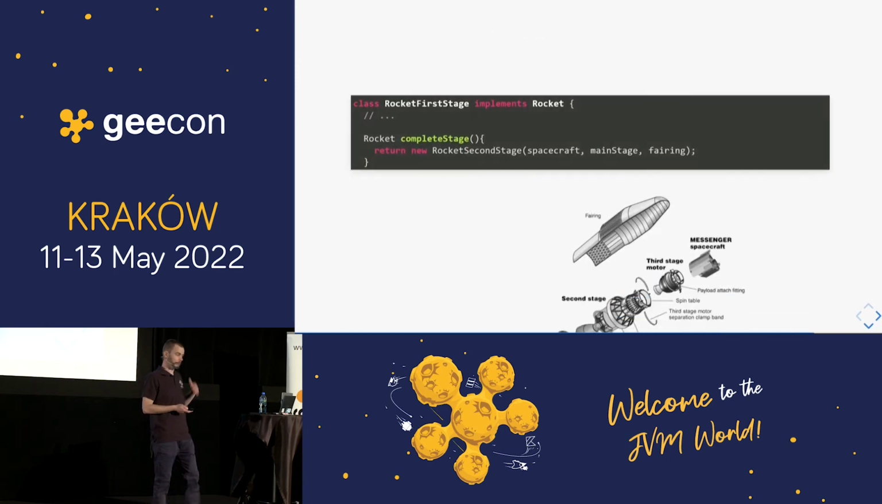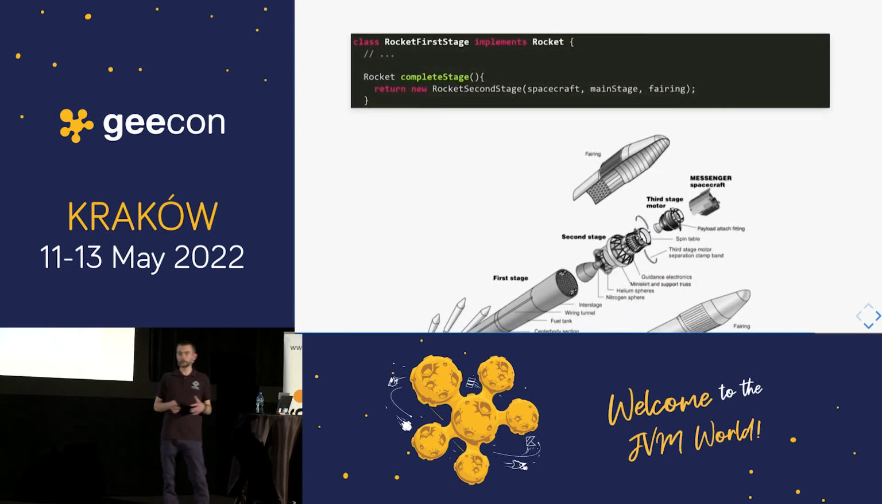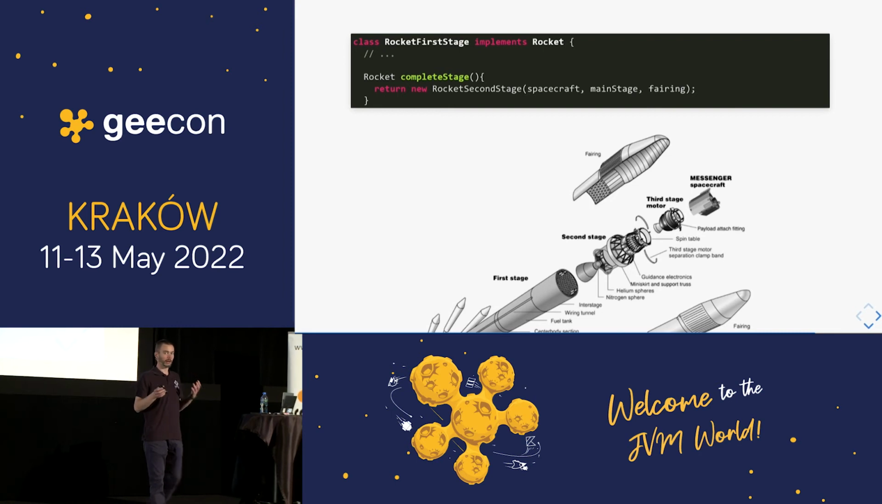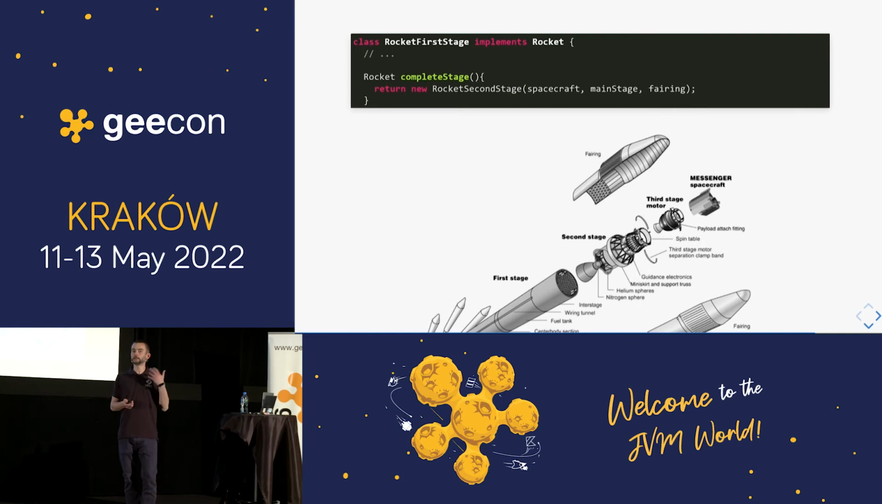How to do it in an immutable way? We have to implement one class for each stage. They have a common interface, and just one method, move to next stage. And instead of modifying, instead of removing some fields, we just pass what we need to the next stage.